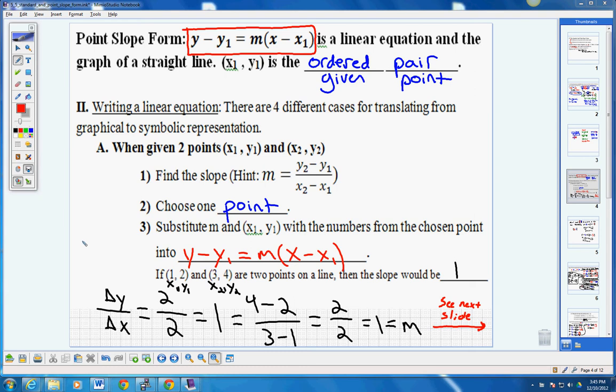All right, Mr. Claxon's Algebra 1 CP class. I'm now going to very quickly explain the point-slope form and how to write linear equations in point-slope form.